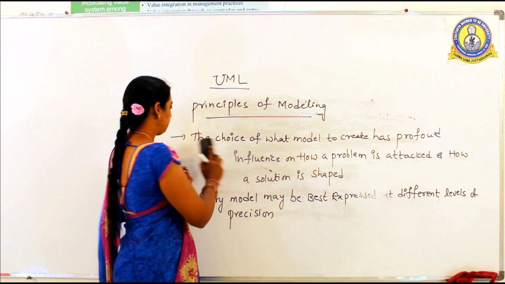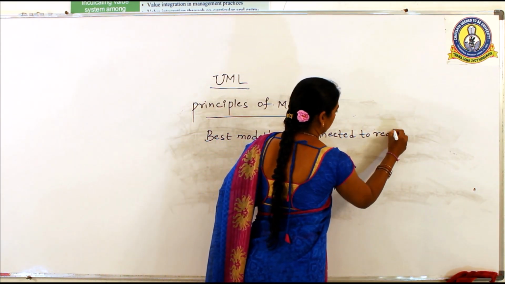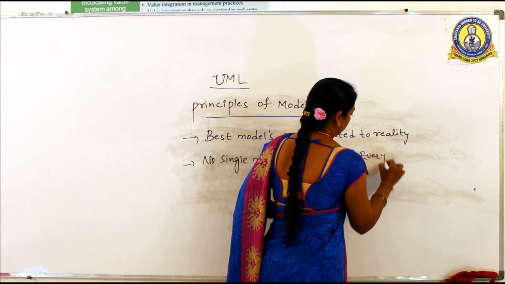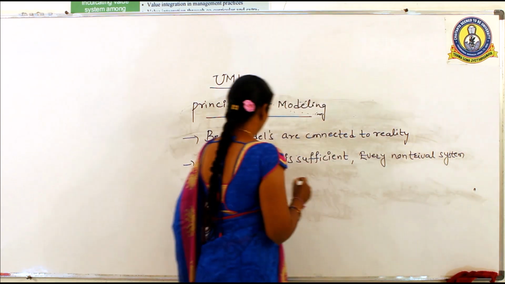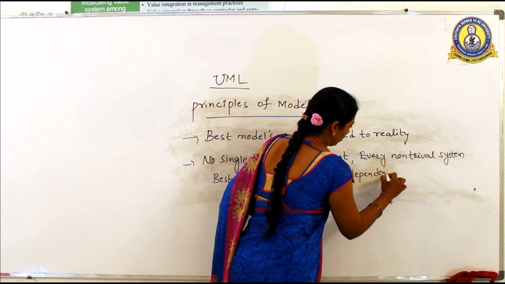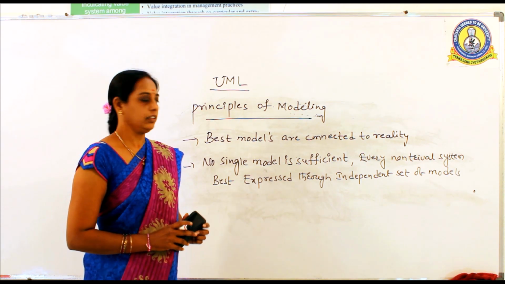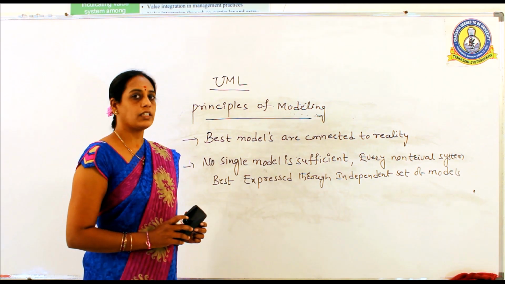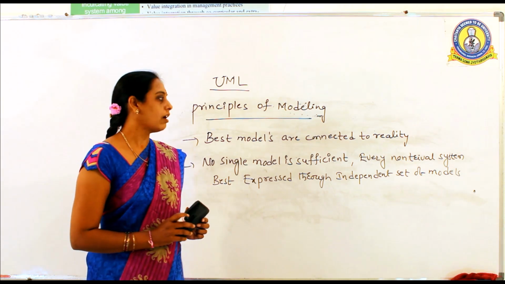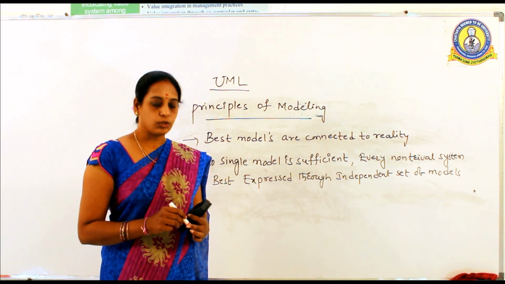And third principle. Third principle, best models are connected to reality. Fourth principle, no single model is sufficient. Every non-trivial system is best expressed through an independent set of models. Here, third principle, best models are connected to reality.